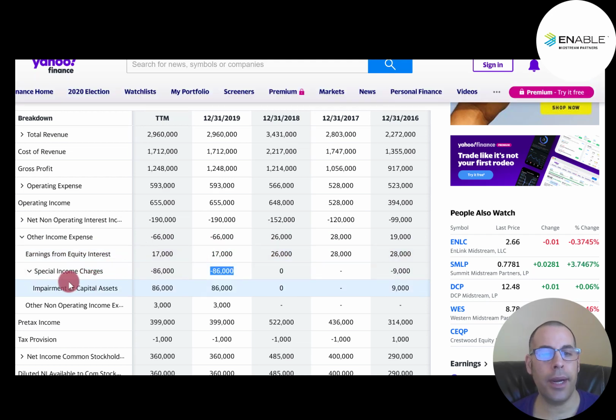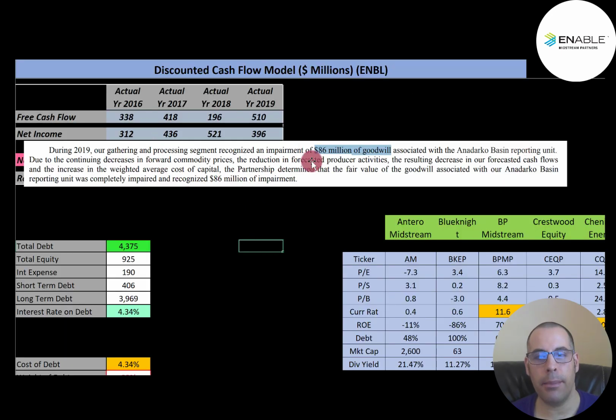In Yahoo Finance, you can tell what type of impairment it is, whether it's goodwill or an impairment of a fixed asset. I copied this from their 10-K. It mentions the $86 million goodwill impairment on Anadarko Basin.